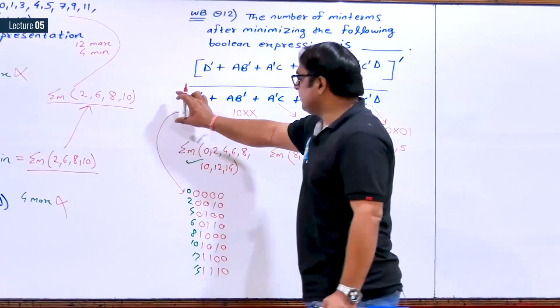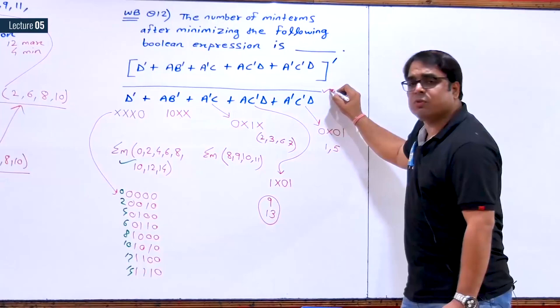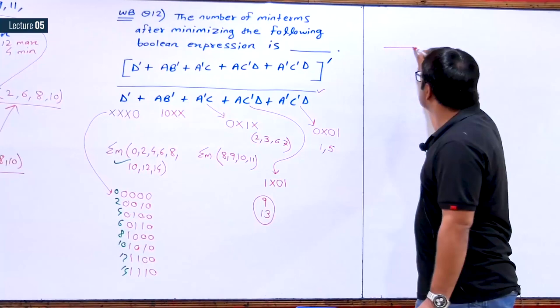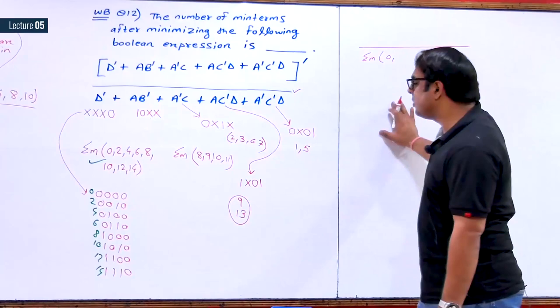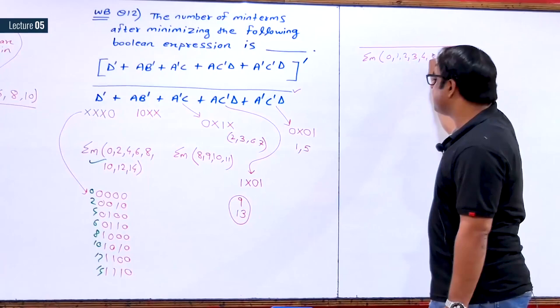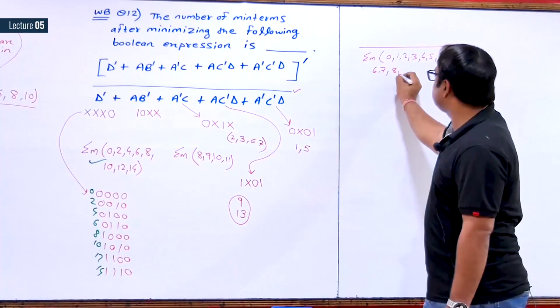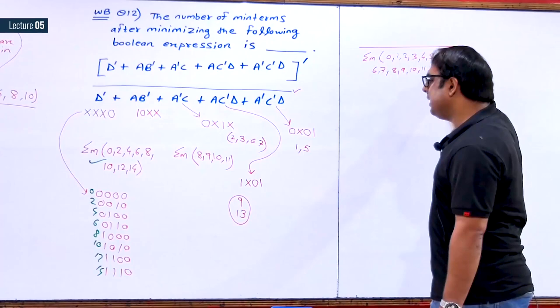Now please see, if I combine all the minterms, this whole complement is obviously present. So for this summation of minterms, please see, I have to combine all the minterms. 0 is present, 1 is present, 2 is present, 3 is present, 4 is present, 5, then 6, 7, 8, 9, 10, 11, 12 is present, 13 is present, 14 is present.